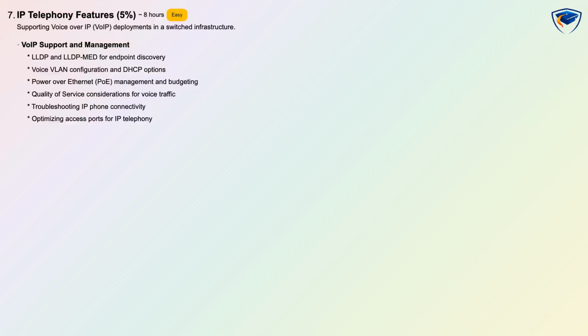The domain also includes troubleshooting IP phone connectivity and optimizing access ports for telephony deployments. These topics are practical and best learned through simple lab setups with phones or simulated endpoints.